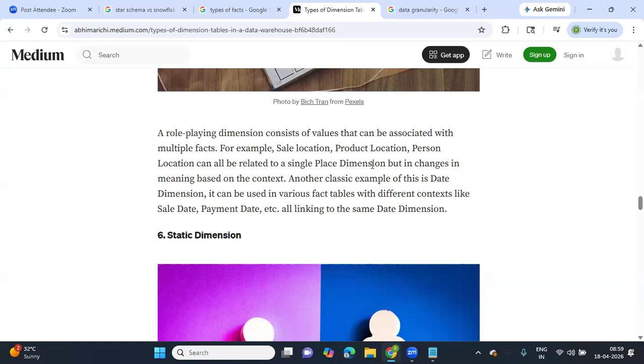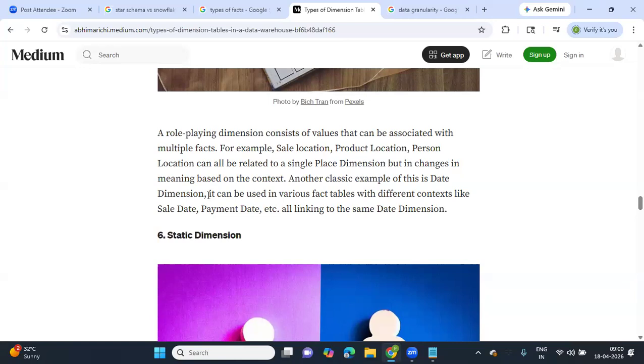They can all be related to a single place dimension, but the meaning changes according to the context. So this is all place. There is no doubt this is definitely a place, but it is changing its meaning based on the context. Another example of this is the date dimension. In real projects, we will definitely have a date dimension and date IDs are referred to in the actual tables.